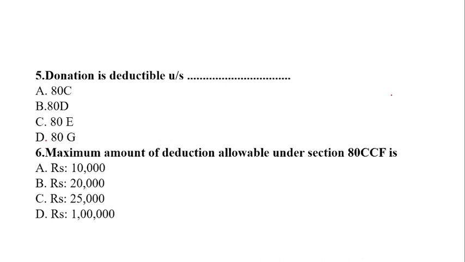Now the next question, number 5: donation is deductible under section? Option A 80C, option B 80D, option C 80E, and option D is 80G. So what will be the answer? Yes, good. It is 80G for donation, G for gift. So option D is the correct answer.